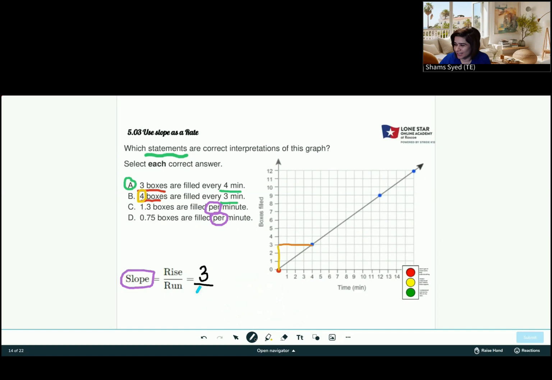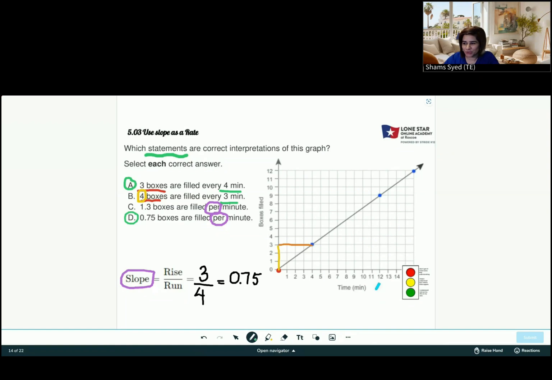Kayla says 0.75. If you put it in the calculator, they will tell you the answer is going to be in decimals, 0.75. And answer choice D looks correct. Not 1.3. The slope is 0.75. And that means per minute, 0.75 boxes can be filled. Per minute, 3/4 of a box can be filled.